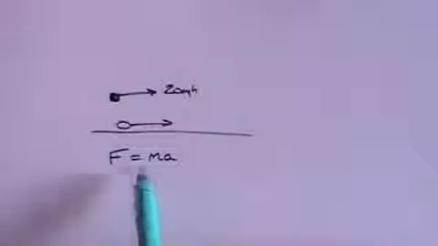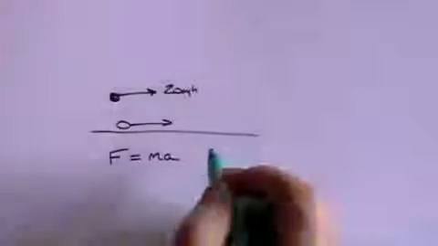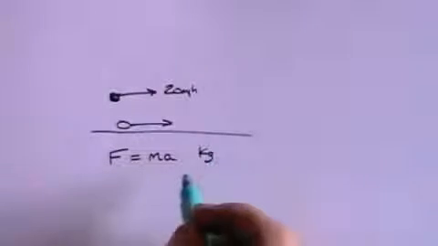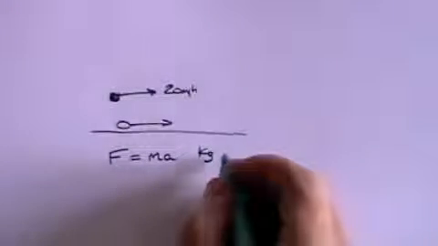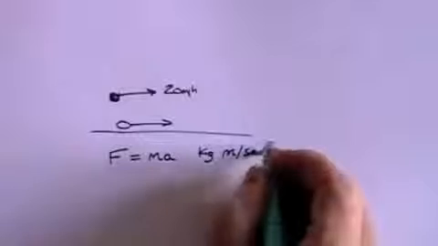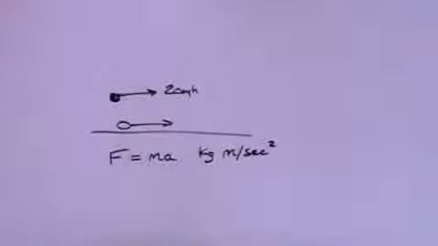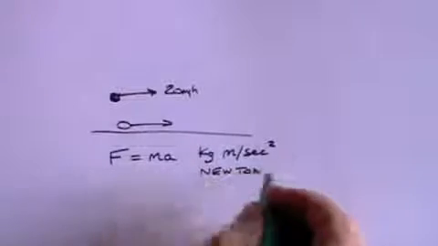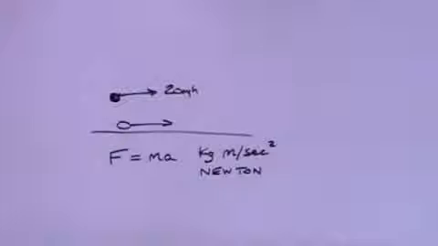acceleration. If we look at the units of this, we would say that the units of force are mass, which is of course kilograms, times acceleration, which is meters per second squared. But that's a rather clumsy form of units, and so that is usually replaced by the units called the Newton. Force is expressed in newtons.